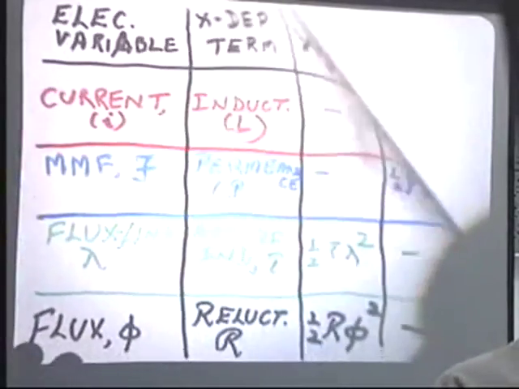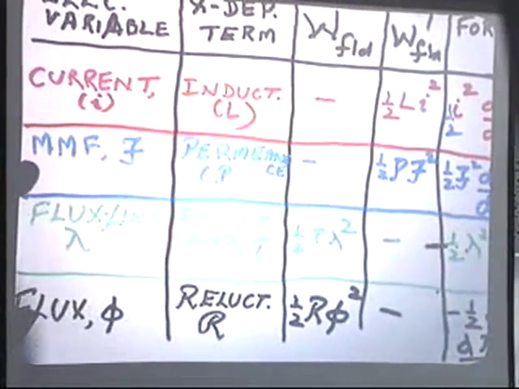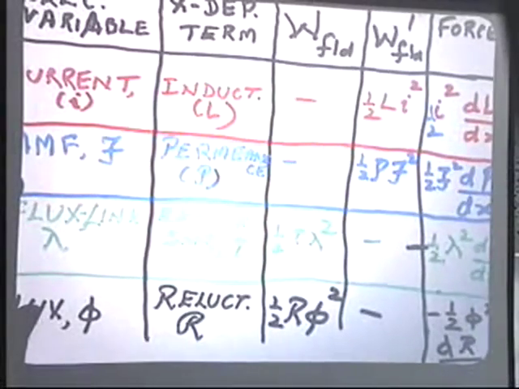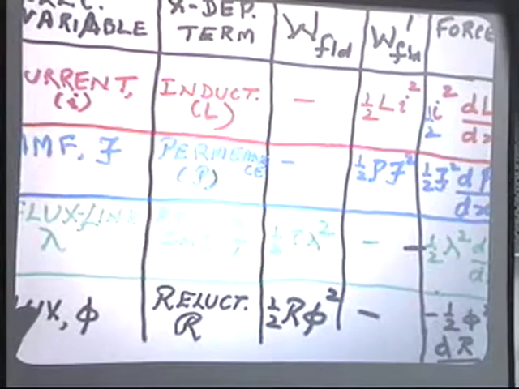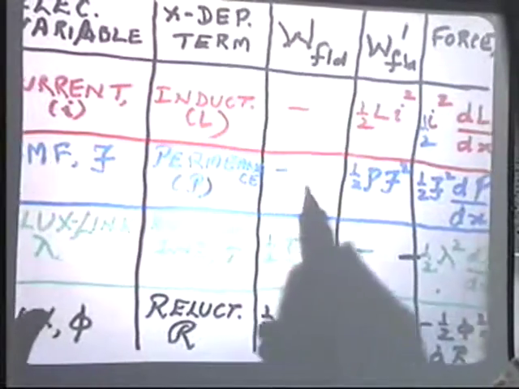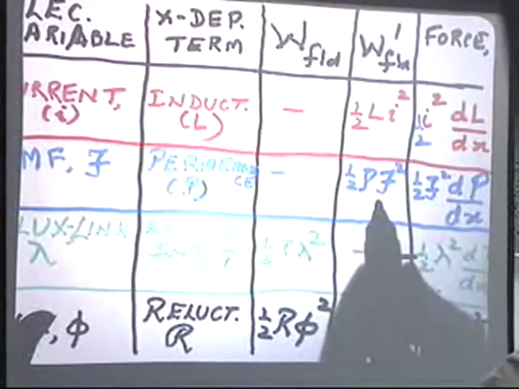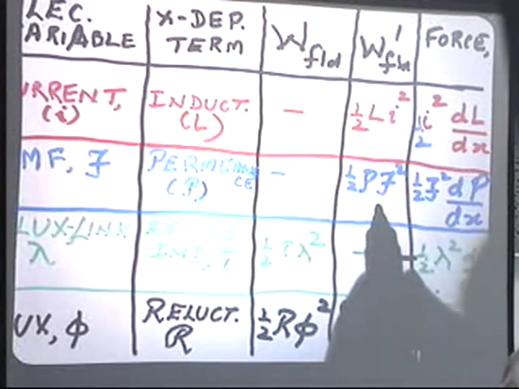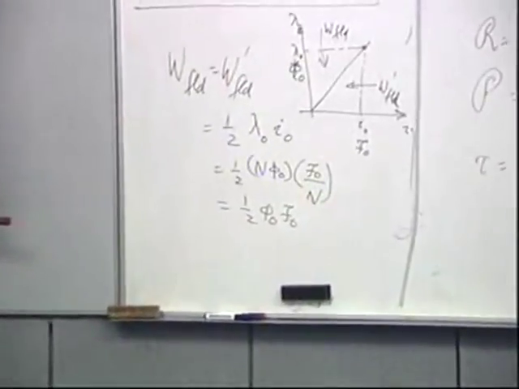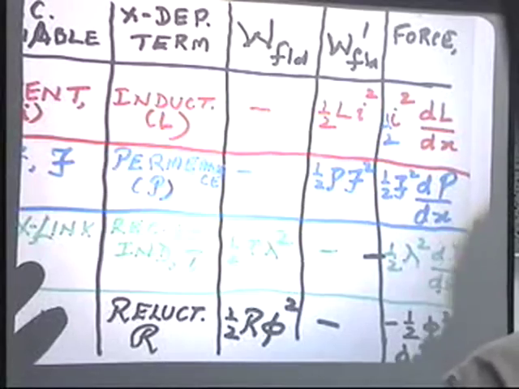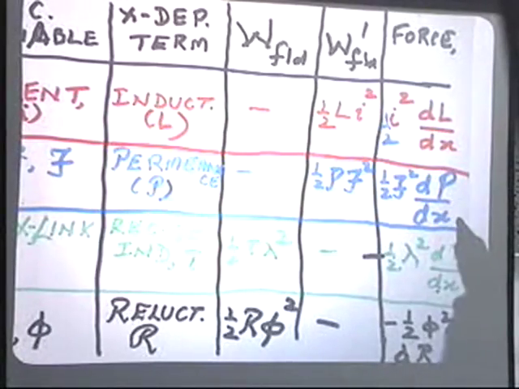Okay, next, let's take the next one, that is MMF, in terms of MMF F and permeance P. Then again it is not W field, it should be W field dash because you are representing in terms of MMF F. So it will be half P F square, as we have seen there. So what will be the force now? Half F square into dP by dx. Now you are taking the derivative of permeance with x.